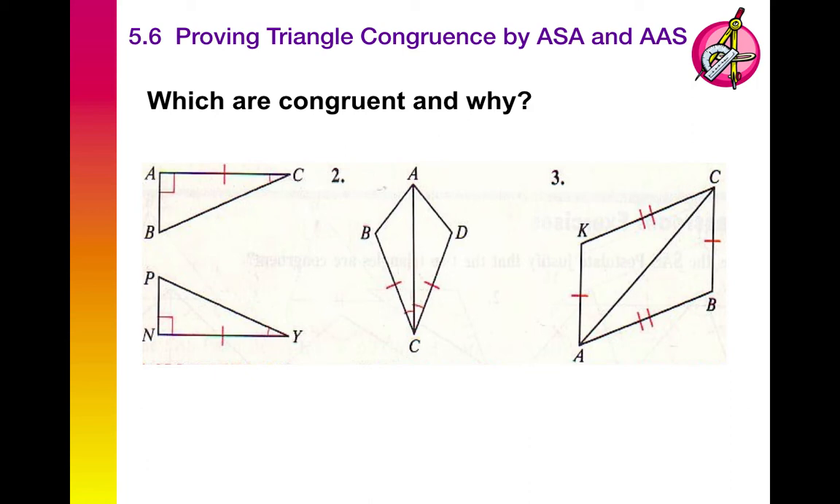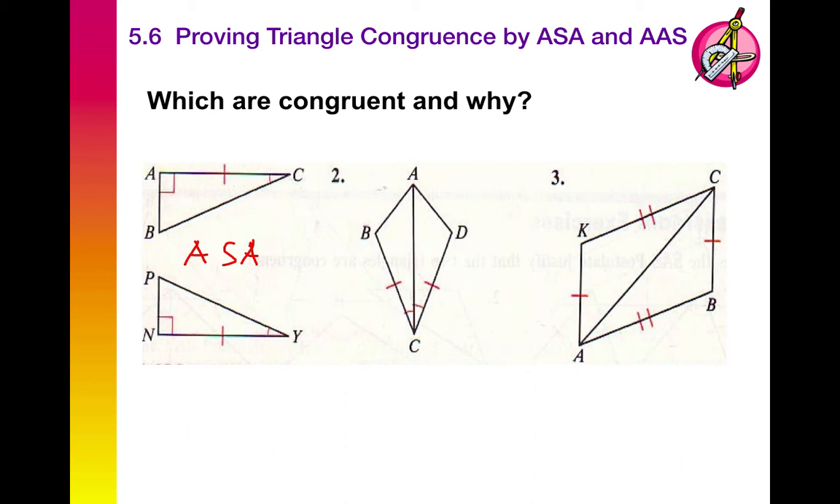Well, on the first one here, I've got two right triangles. So right away you think, ooh, it must be hypotenuse leg. But the hypotenuse we don't know anything about. It doesn't have any marks on it. But we do have this angle here, and we do have this side here. So this one is going to be angle, side, angle. That shows that both of those are congruent.